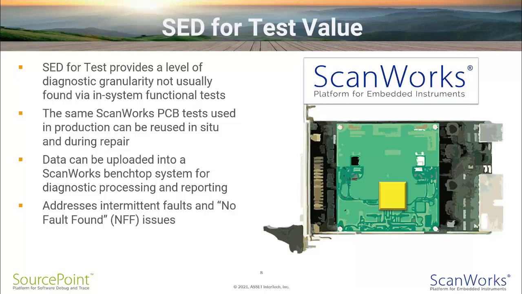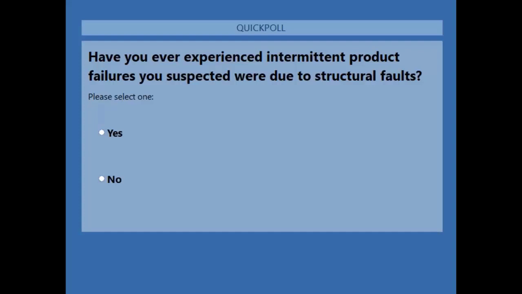We want to get a feeling for folks that may have experienced something of that nature in terms of their product line. Most everybody on the webinar has had some experience with boundary scan, but this question regards, have you ever experienced intermittent product failures that you suspected were due to structural faults? So let's get a feel for that. It's a yes or no question. We're going to collect the responses.